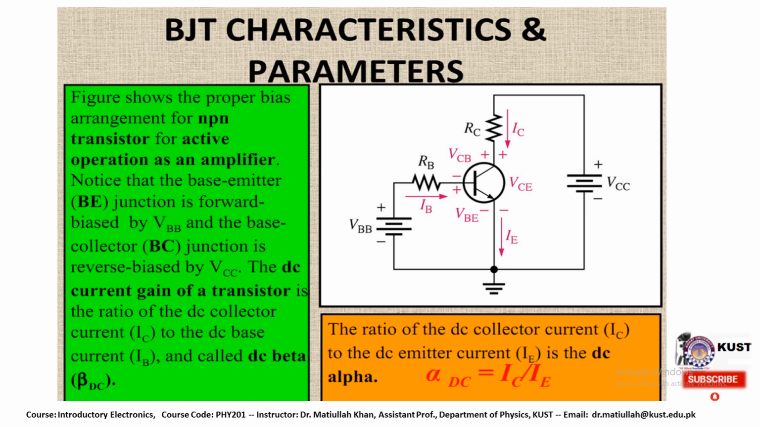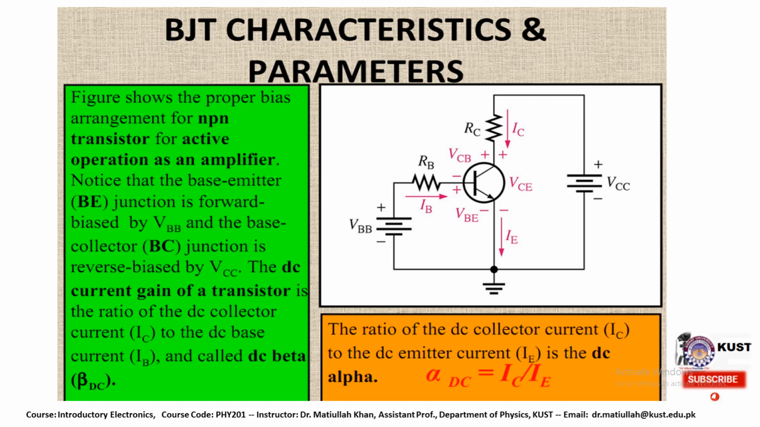Here it is already clarified that the base-emitter junction is forward biased by the voltage source called VBB, and similarly the base-collector junction is reverse biased by a voltage source called VCC.